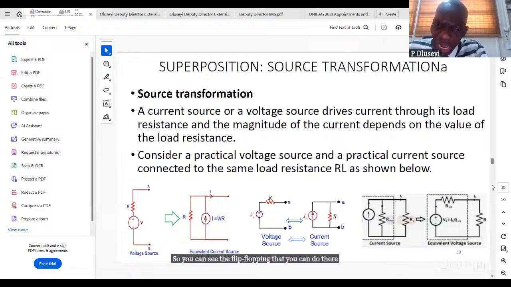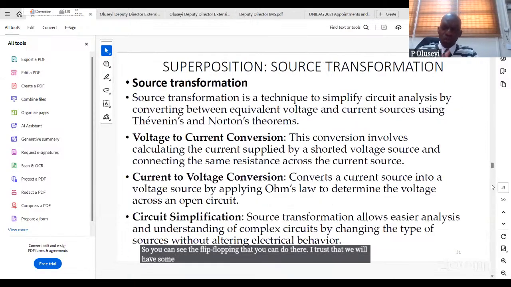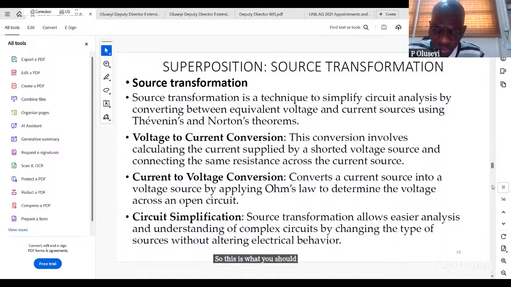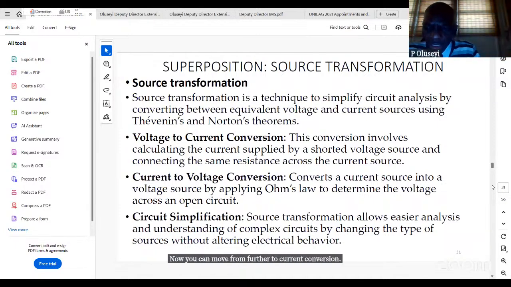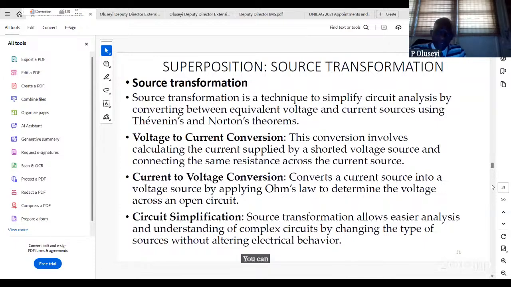I trust that we will have some things. So this is what we should know about source transformation. Number one, it is a technique to simplify circuit analysis. Now you can move from voltage to current conversion.